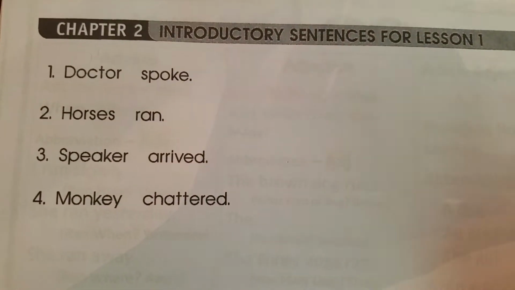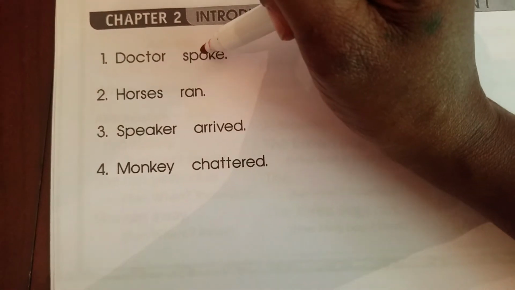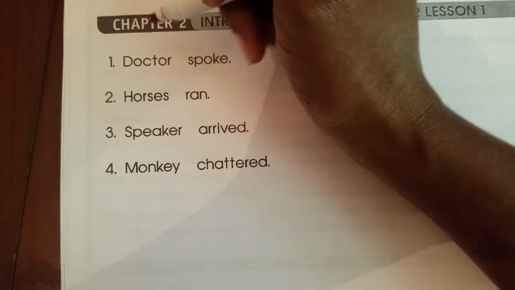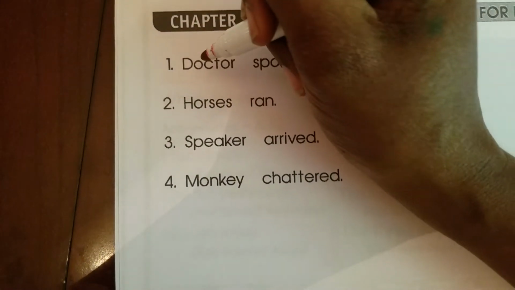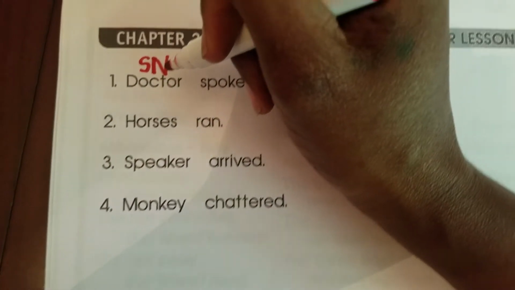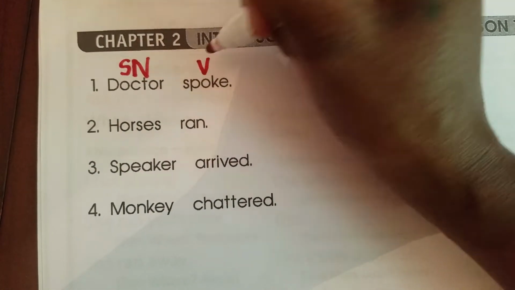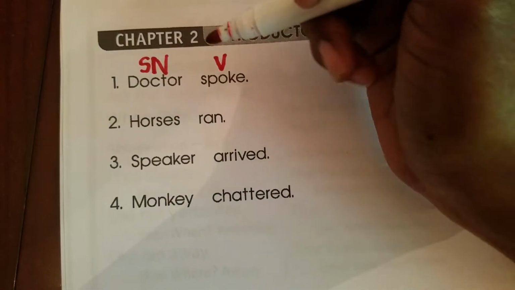So the first thing you're going to do with your child is read the sentence. "Doctor spoke." The first question is, who spoke? Doctor, subject noun. What is being said about doctor? Doctor spoke, verb.